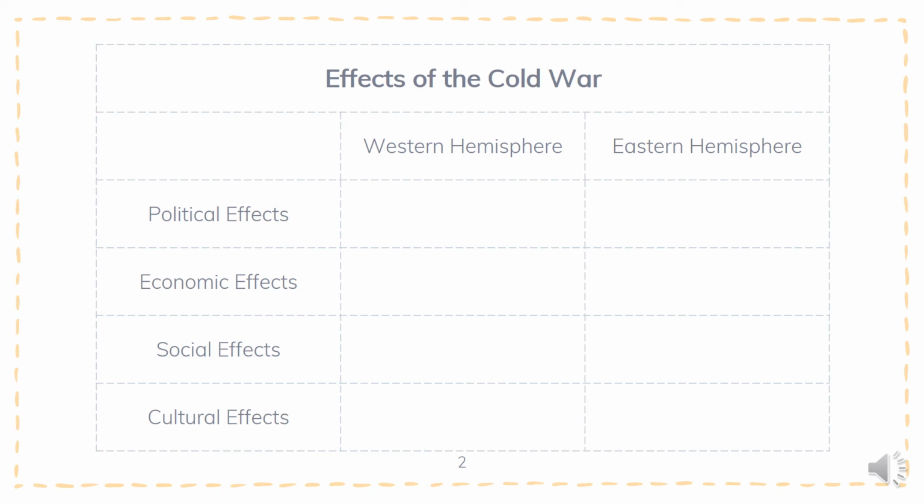Economic effects would have to do with the economy, so anything that has to do with jobs or money or the economic sector would go into that category. Social effects would be anything that impacts society at large, so the family, marriages, children, gender roles, anything like that. And then cultural effects would be anything that impacts the culture of a nation from the Cold War.